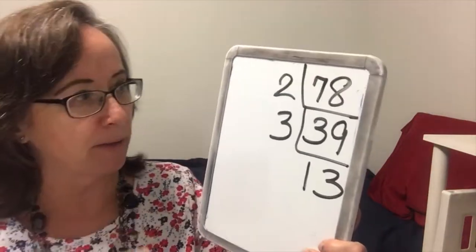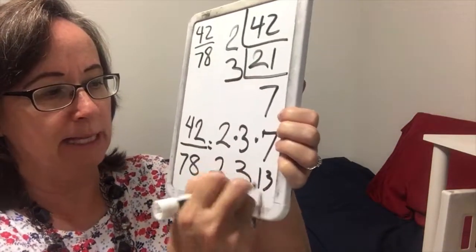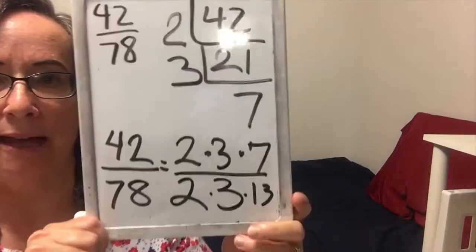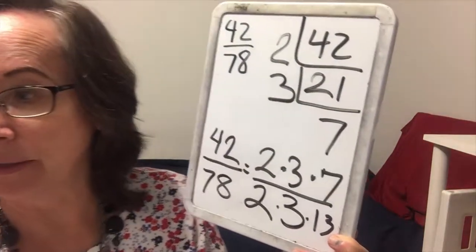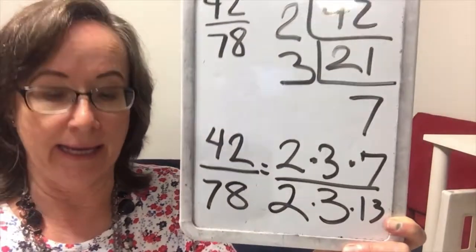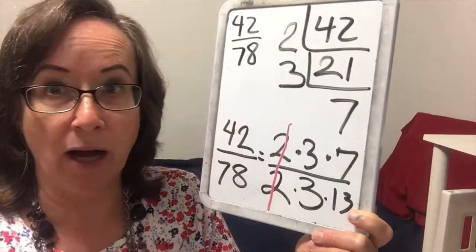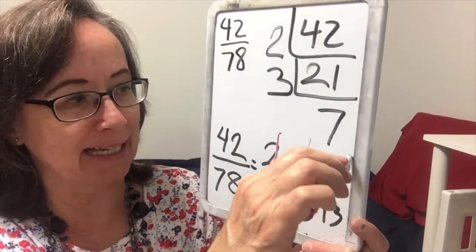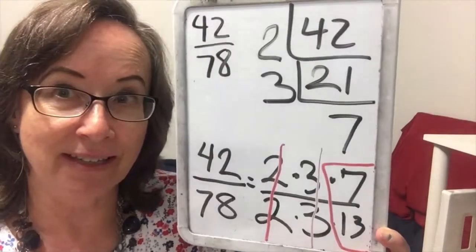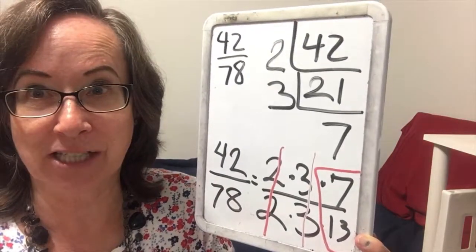So here we go back to our other board. 2, 3, 13 is the number 78. So now I can easily go through, and we'll get another color here, and simplify the fraction 42 over 78, dividing out the common 2's and the common 3's, and 42 over 78 is equal to 7 over 13. 7/13 is the simplified fraction. So now we're going to do some practice problems.